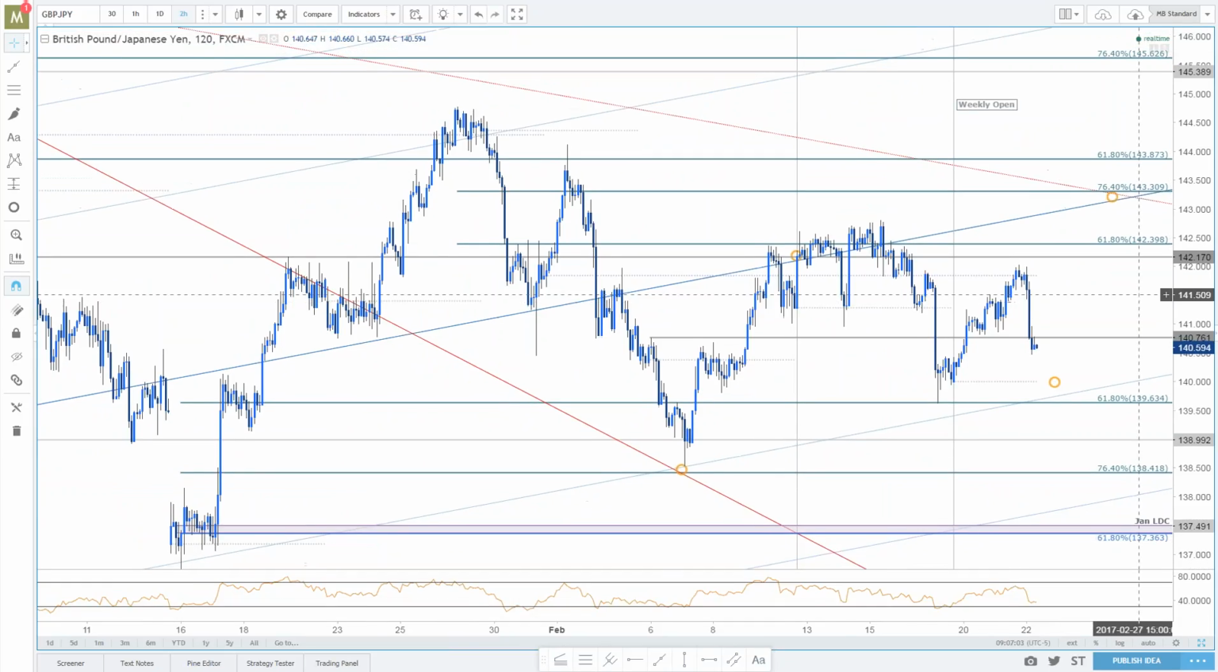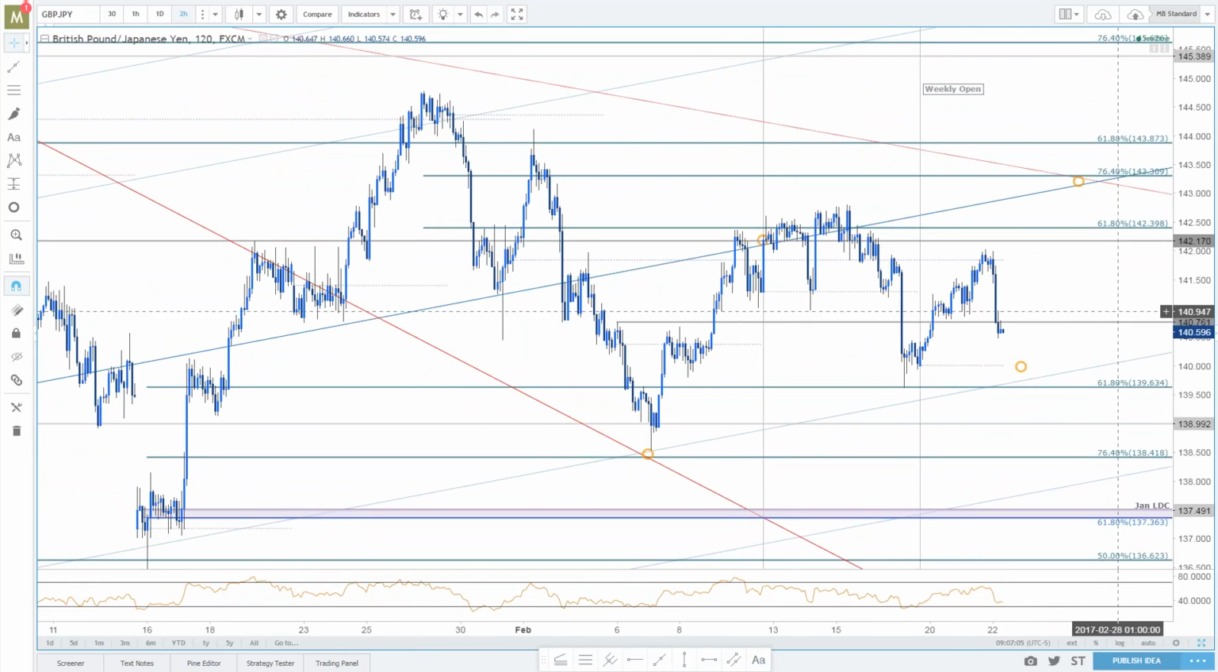So is that by way of yen strength, or is that by way of sterling weakness? I think it's a little bit of both.